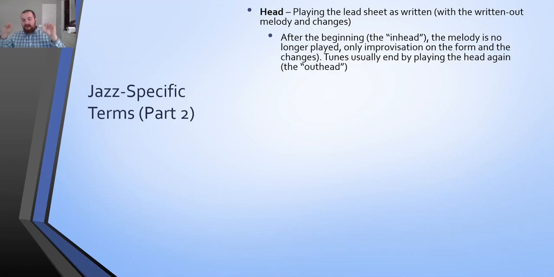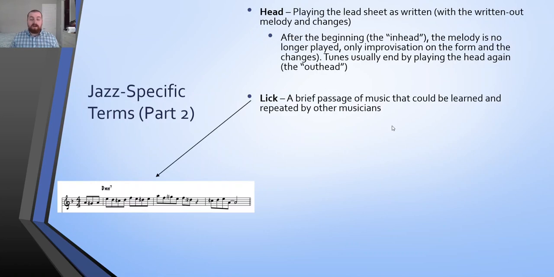You may hear this term called lick. A lick is just a brief passage of music that can be learned or repeated by other musicians. Here is a written out lick. This could come from somebody else's solo, or it could be something that you write out and plan ahead of time. Licks are like melodies almost, but they're not written out. They're instead thought of as little tools, building blocks of improvisation, so to speak. You're not going to have to know licks, but you may hear this term come up, and it's just referring to little segments of music that people like to play in their improvised passages.